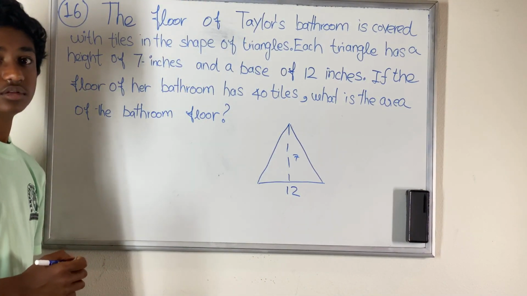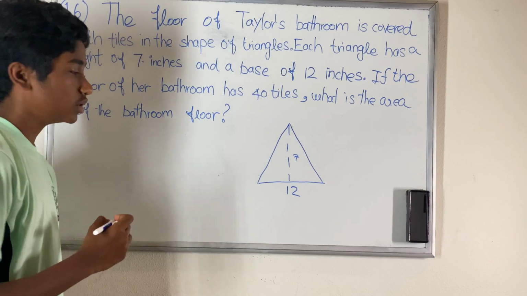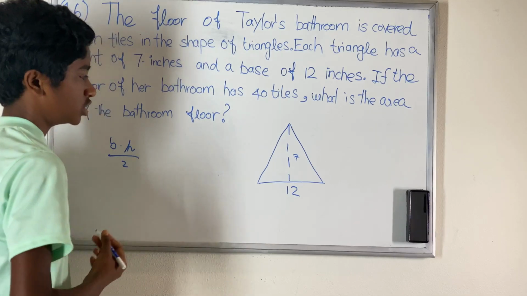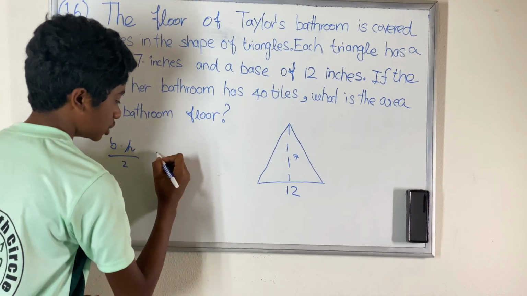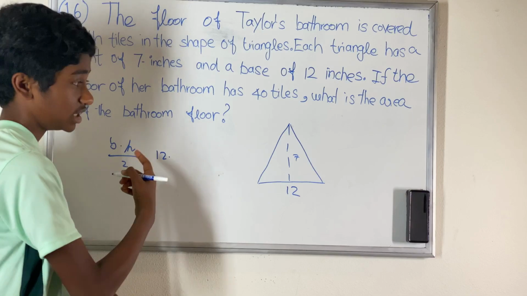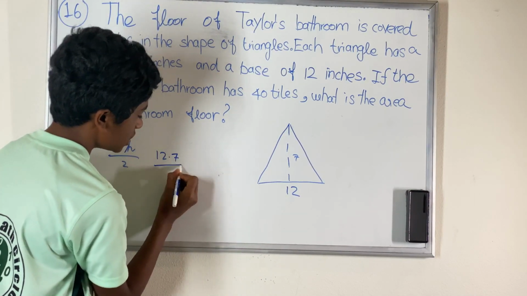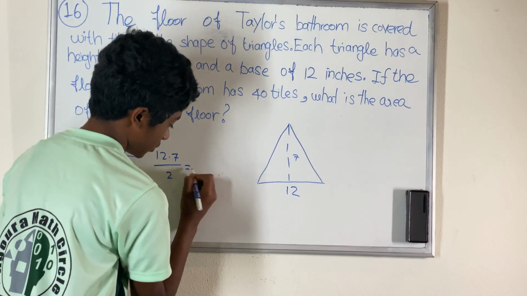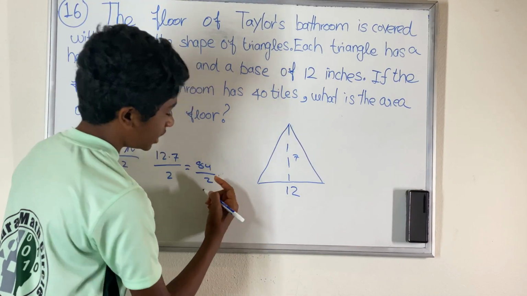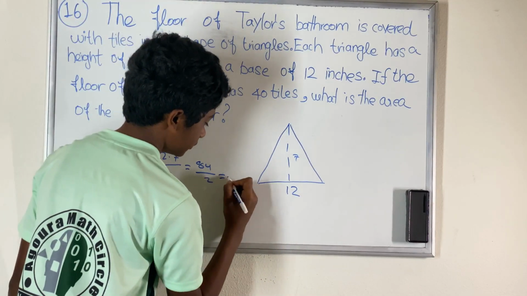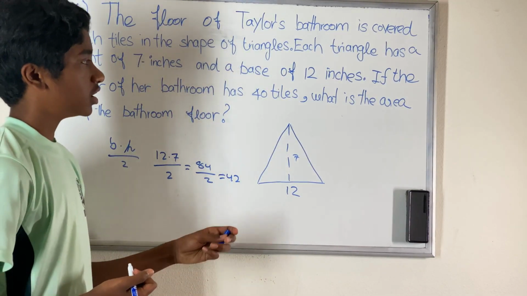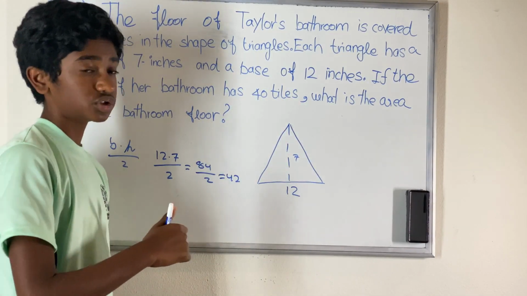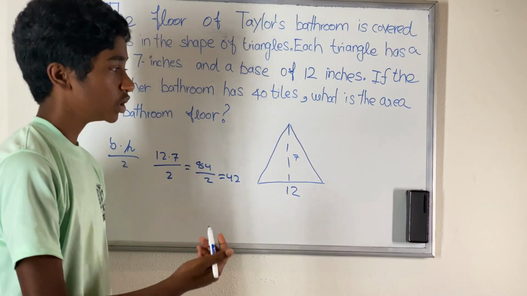To find the area of a triangle, it's base times height divided by 2. Here the base is 12 and the height is 7, so it's 12 times 7 divided by 2. If we simplify this, we get 84 divided by 2, which is 42. Now that we know the area of one triangle tile, we have to find the area of 40 tiles. So we just multiply 42 times 40.